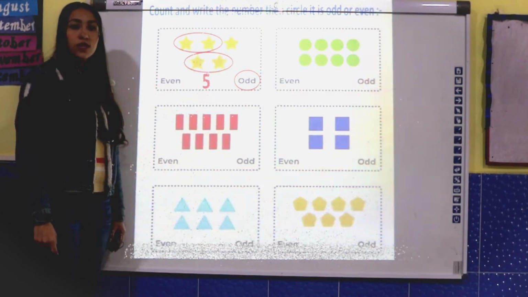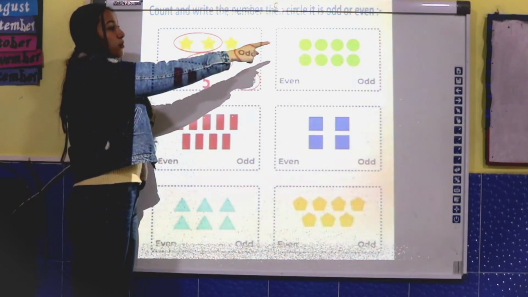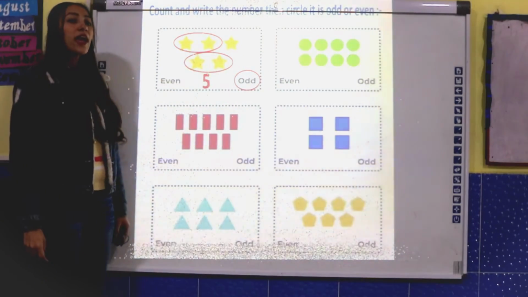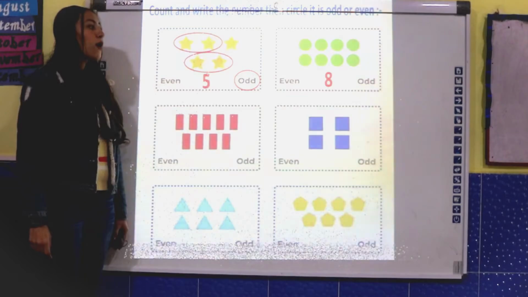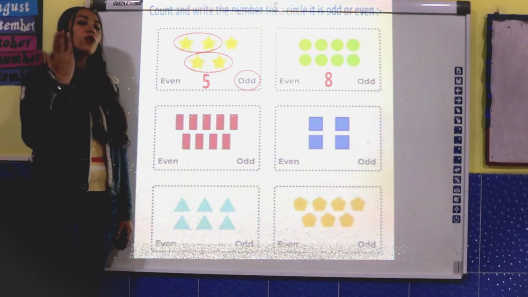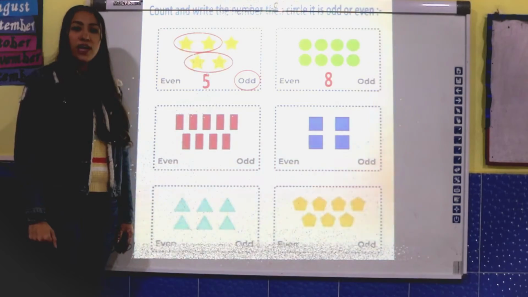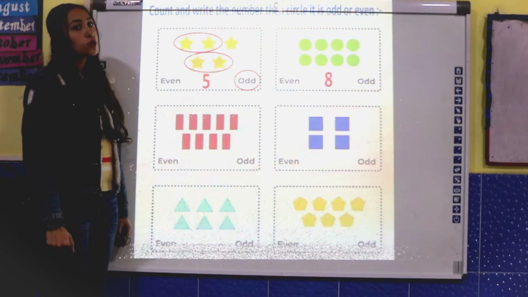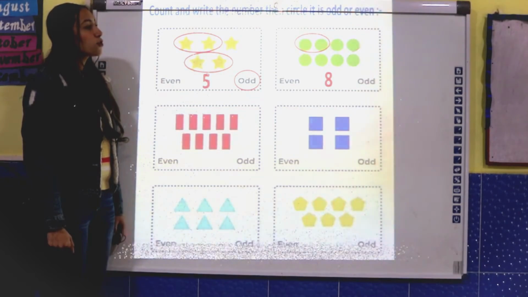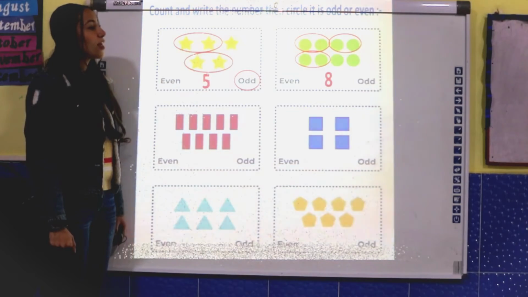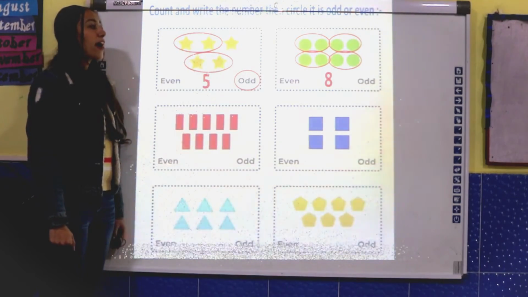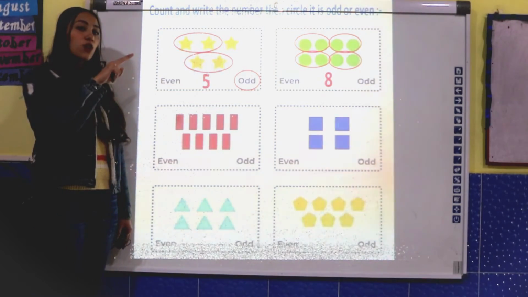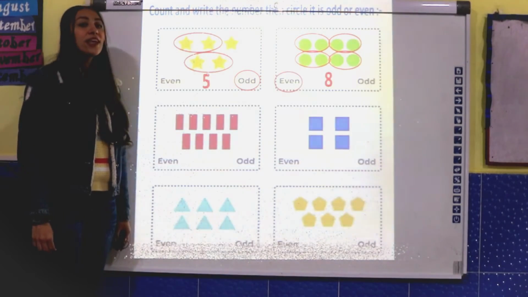Let's count how many circles I have. 1, 2, 3, 4, 5, 6, 7, and 8. I have here 8 circles. Now who can tell me number 8 is an odd number or an even number? Yes, number 8 is an even number, but let's make sure. Let's try to make groups of 2. I have a group of 2, another group of 2, another group of 2, and another group of 2. Oh wow, here I have all groups of 2. There is no sad friend here. It's 2 friends together playing, so it's an even number.